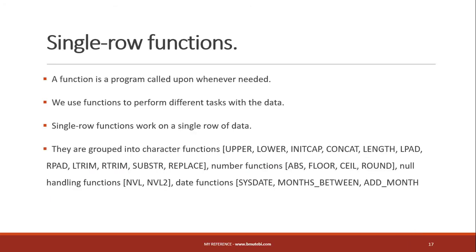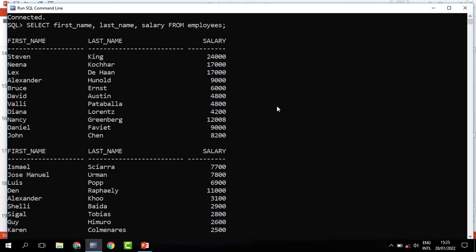And in Oracle, we have two types of functions. We have the single row functions and the group functions. In this section, we are going to look at single row functions. Single row functions work on a single row of data.